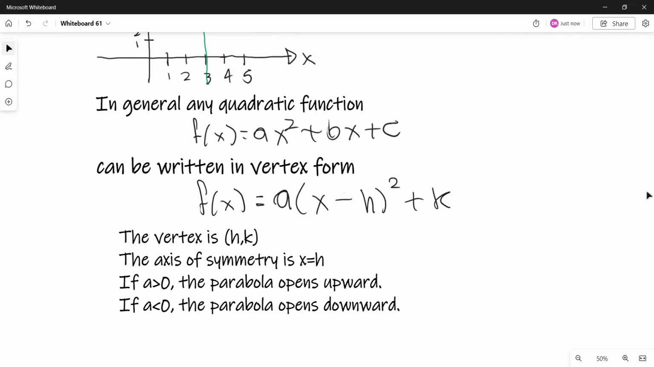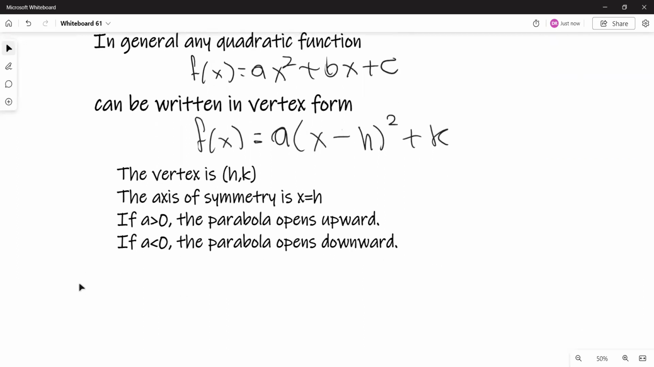So to convert from vertex form to general form, there's not much of a problem. You can just FOIL. But to convert from standard form to vertex form, you can either complete the square or I'm going to give you the vertex formula.